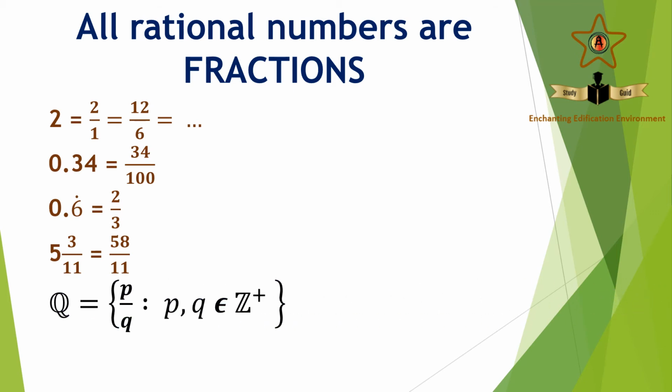So, the set of rational numbers Q can be given as p over q, where p and q are elements of Z plus. Note that Z plus are only positive integers, which means 0 is not included in Z plus.